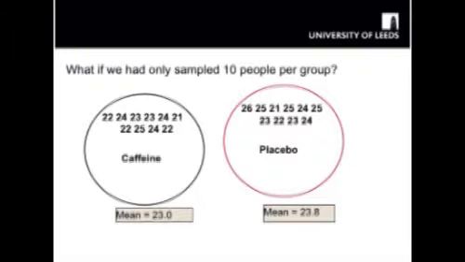Now you can see what happens if we only had 10 people per group. So I've taken 10 data points from each of those circles, so it's the same data and we've got the same means. So we've got the mean for the caffeine group of 23 and a mean for the placebo group of 23.8. So we've still got the same size difference. However, this time, when we carry out our t-test, you can see that the p-value is 0.22. So that is approximately a 1 in 5 chance of getting the result that we've got by chance. Now, a 1 in 5 chance we don't view as being statistically significant. 1 in 5s happen all the time.